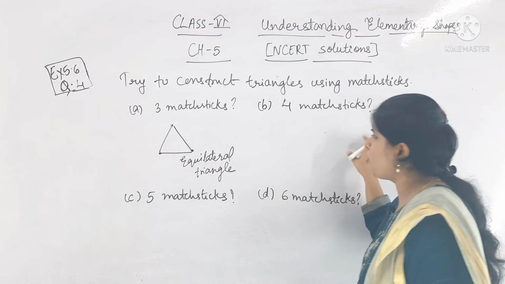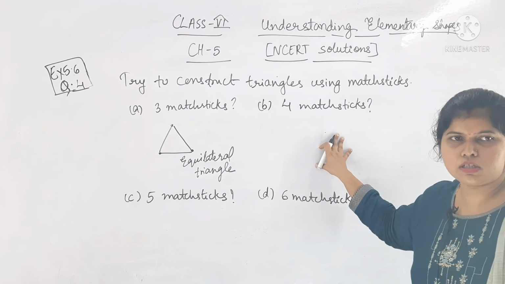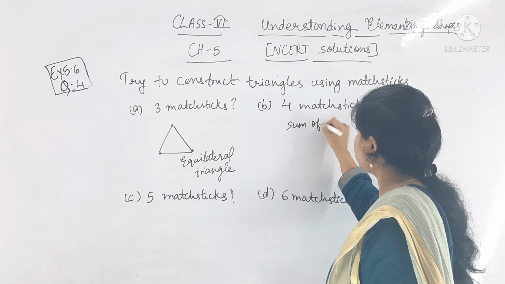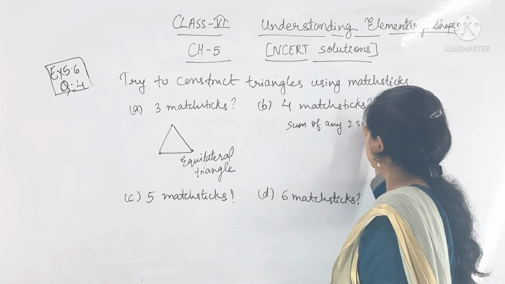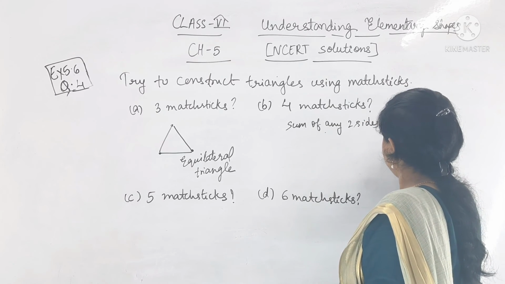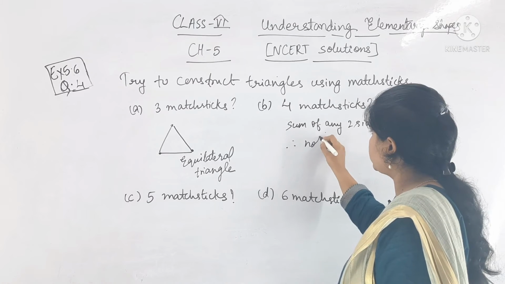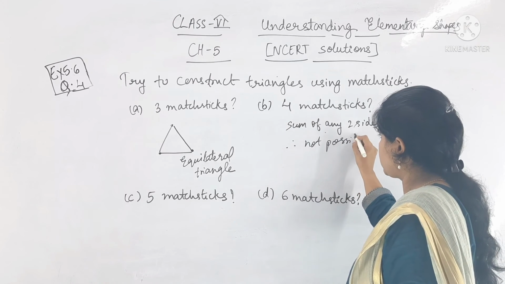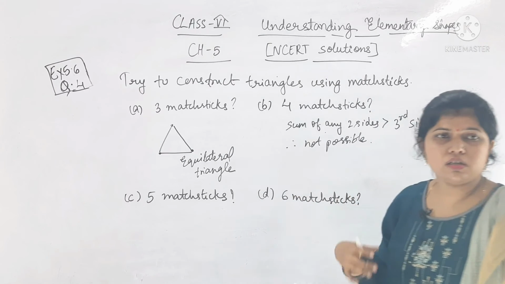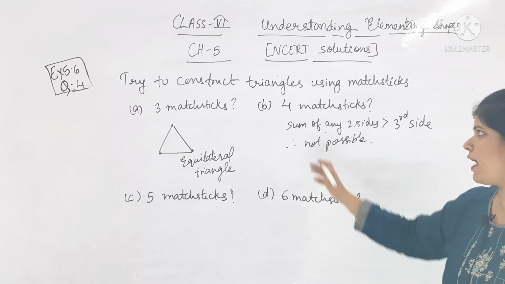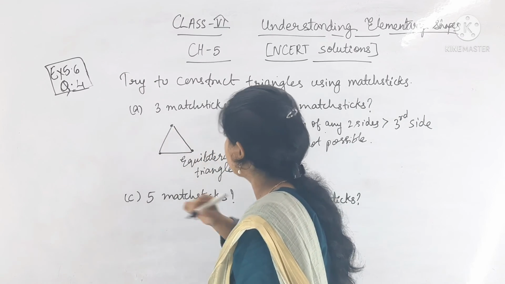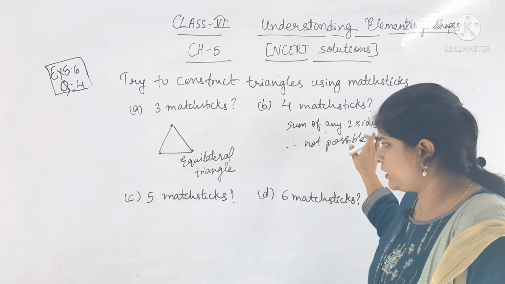Number B is 4 matchsticks. It cannot be possible with 4 matchsticks because the sum of any 2 sides should be greater than the third side. Therefore it is not possible by 4 matchsticks. You can try it. I had tried, but it cannot be possible.